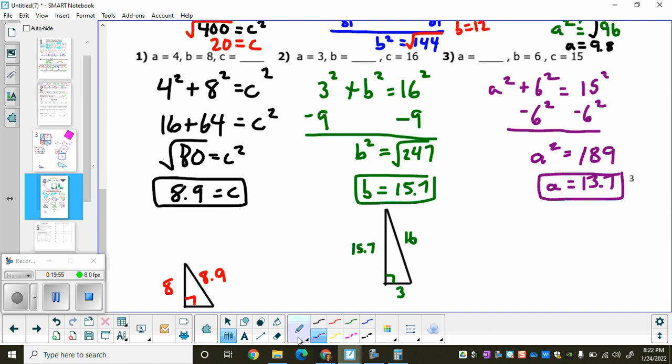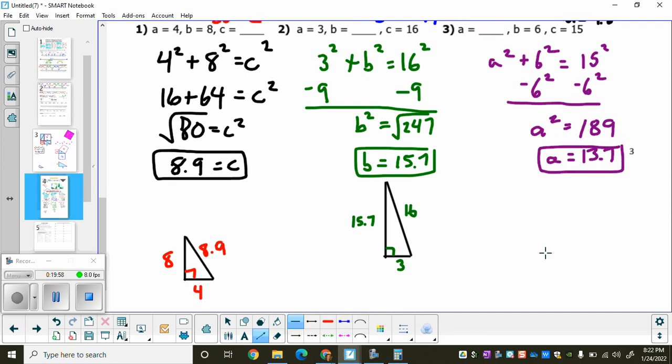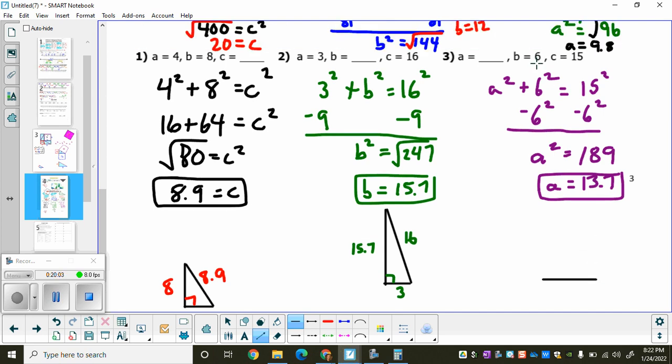All right, let's sketch. So if A is a 13.7, I've got like a line here for 13.7, and B is only a 6. So if this is almost a 14, this is going to be less than half of this length. So if this is about halfway, see how that's a little bit less than halfway? And then my hypotenuse is the longest side, the 15. So when I sketched this one, I had a long side here, 13.7. The height here was only a 6. And then the hypotenuse would have been a 15. And there's my right angle.